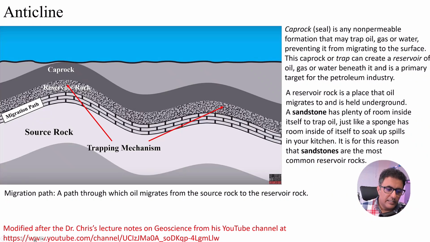And as I mentioned, when we talk about trap, it means the structure. Any structure has to have some concave shape in order to support accumulation of oil and gas. For example, the concave shape may be an anticline, fault, reef, and so on.